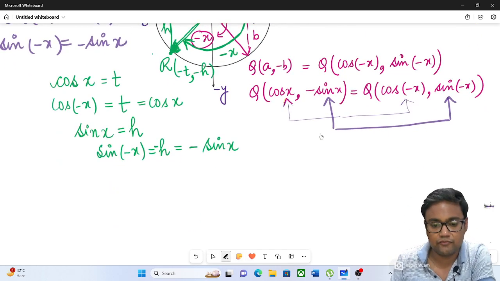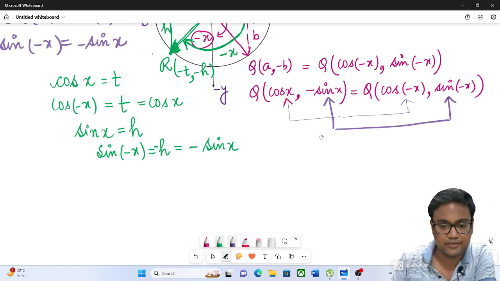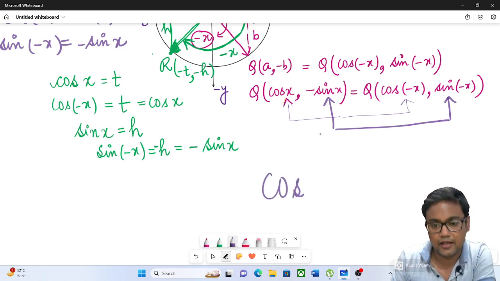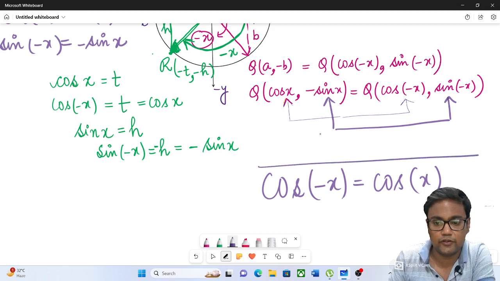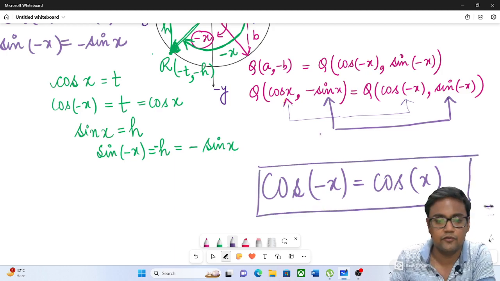what is the gist of this lesson children? The gist of this lesson is that always remember that cosine of a negative angle is always equal to cosine of the positive angle. This is what you need to always remember and take care of, right.